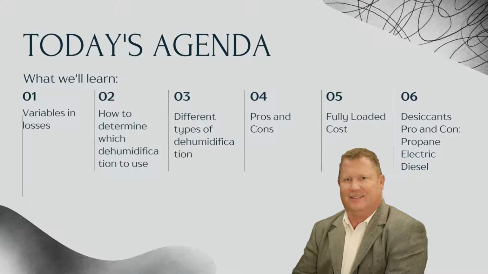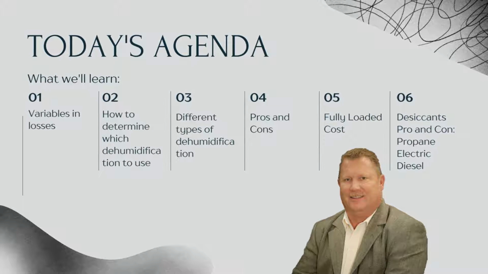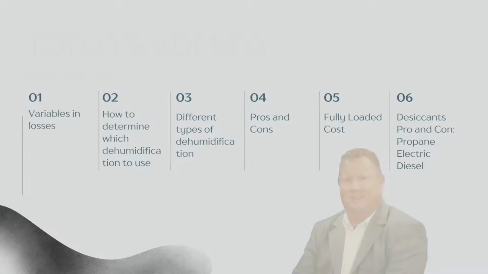Again, we'll talk about the pros and cons of different types of desiccants. They're one of the larger and easier types of dehumidification to use. There's propane desiccants, there's electric desiccants, there's diesel desiccants. So you've got several different fuel choices that you can choose from. We want to talk about the pros and cons of each one of those different fuel sources.